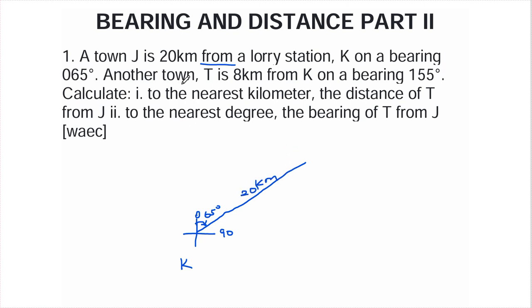Now the next one says another town T is 8 kilometers from K, the same K, but now on the bearing of 115. So bearing of 115 is this way, because from the north 115 is between 90 and 180 degrees. Remember, you always start from the north. From the north to here is 90, then 115 is somewhere here.